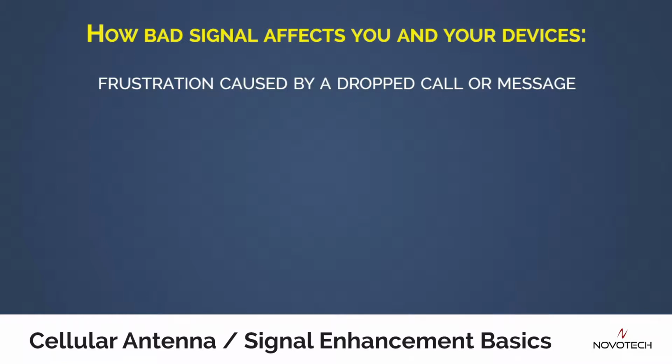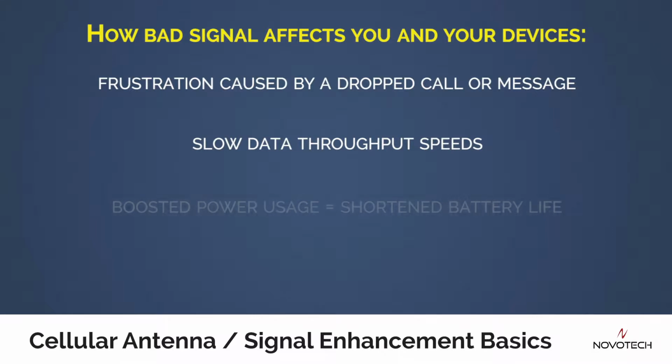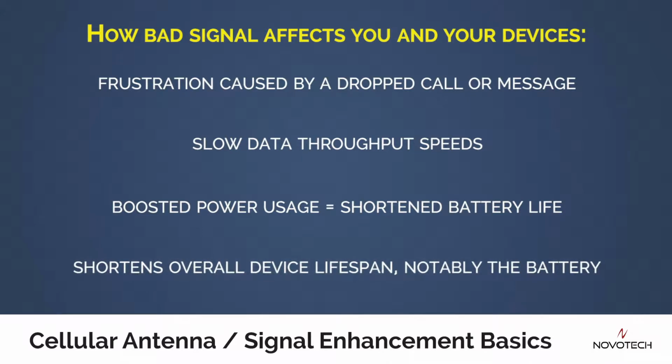In addition, data speeds on all wireless networks fall dramatically as the signal strength and quality worsens, making it next to impossible to watch that latest cat video. In order to make up for this lack of cell coverage, your device will boost its power usage, which can greatly reduce your battery life. Over time, this extra work will cause your devices to shorten their lifespan, especially that battery.